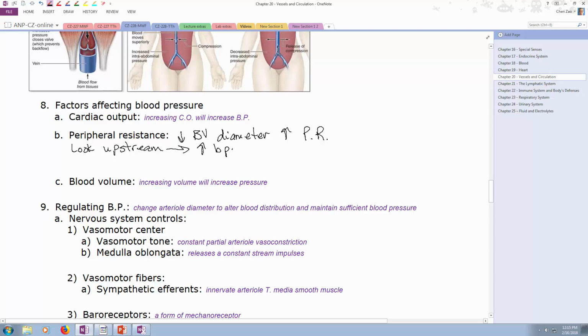Interestingly, if you double the radius of a blood vessel, that will decrease resistance 16-fold. So that means that it will be 1/16 as much as it was previously before we actually doubled our radius.